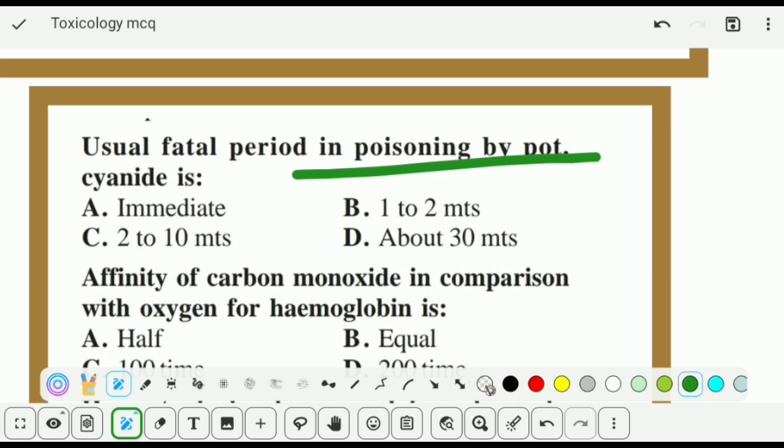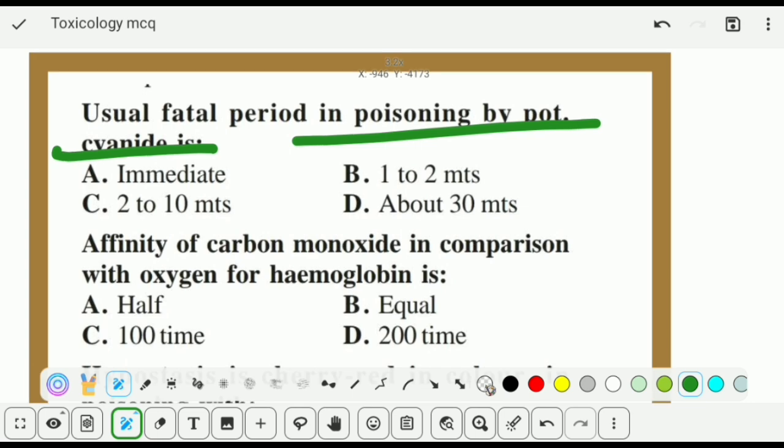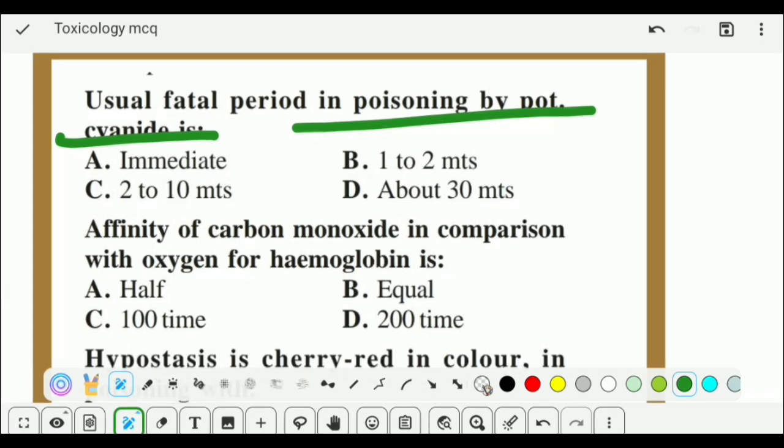Then, the usual fatal period in case of potassium cyanide poisoning is. We can solve this question by the elimination method. Immediately is not the choice that we would make. Then 1 to 2 minutes or 2 to 10, but these two are also eliminated. The answer would be about 30 minutes.